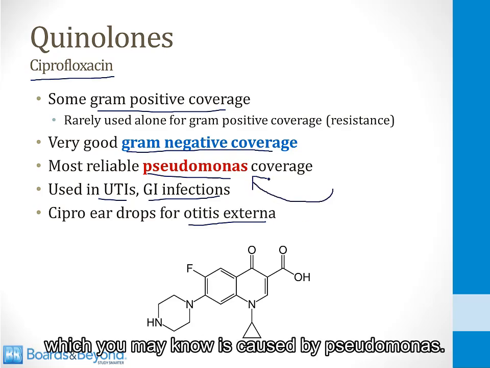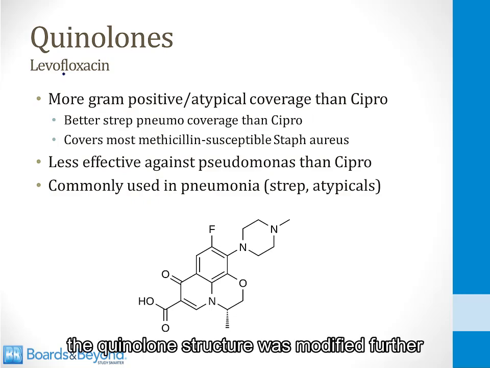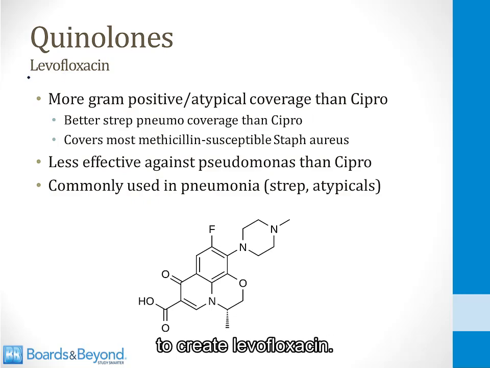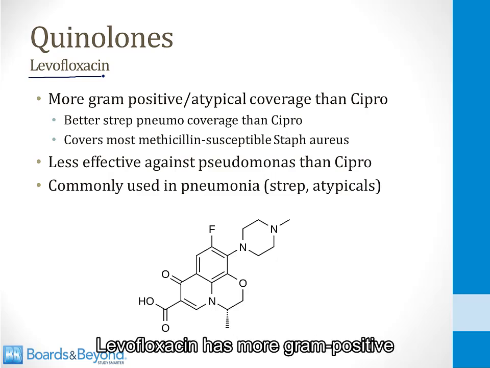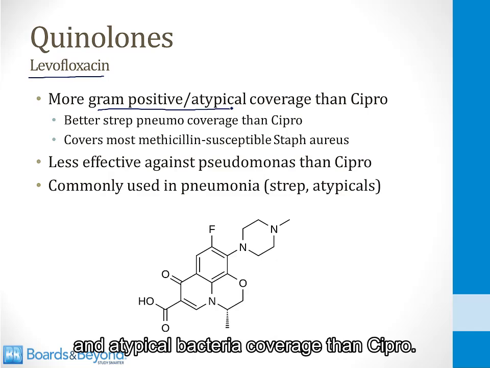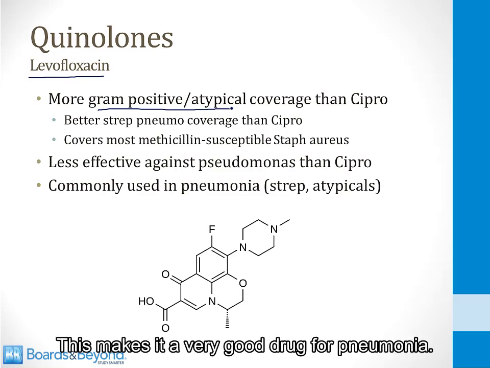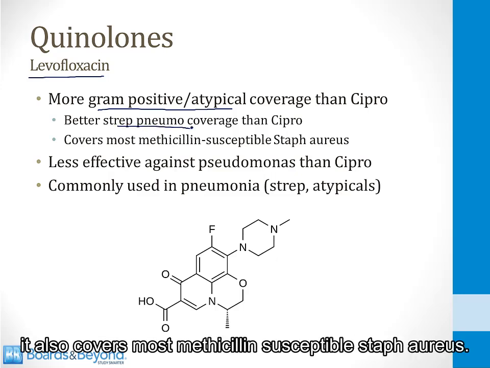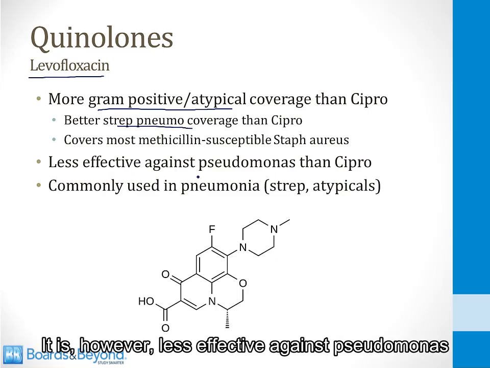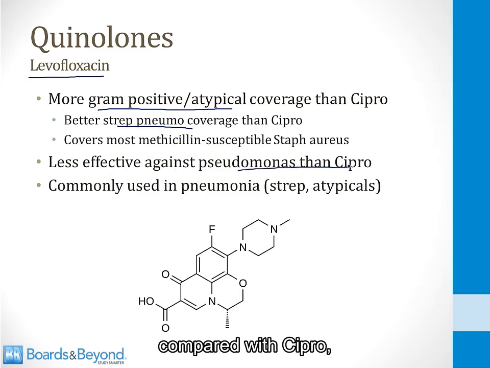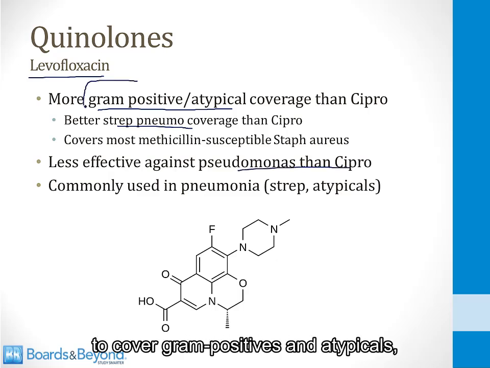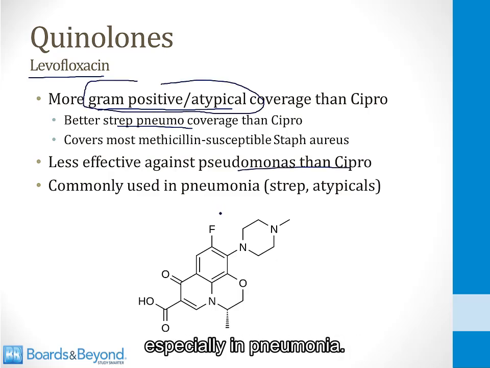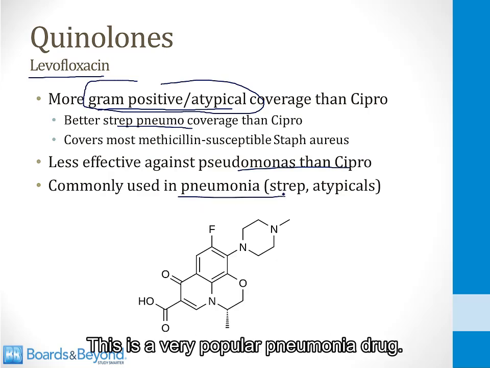In addition, Cipro ear drops are often prescribed for otitis externa, which is swimmer's ear, which you may know is caused by Pseudomonas. After ciprofloxacin, the quinolone structure was modified further to create levofloxacin. Levofloxacin has more gram-positive and atypical bacteria coverage than Cipro. This makes it a very good drug for pneumonia. It has better strep pneumo coverage than Cipro. It also covers most methicillin-susceptible Staph aureus. It is, however, less effective against Pseudomonas compared with Cipro. Therefore, it's usually used to cover gram-positives and atypicals, especially in pneumonia. This is a very popular pneumonia drug.